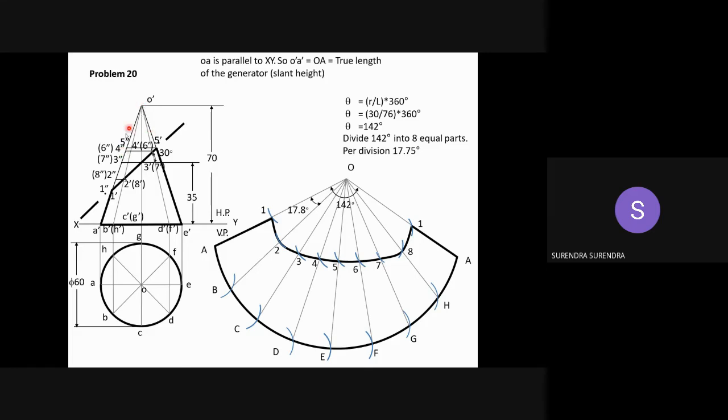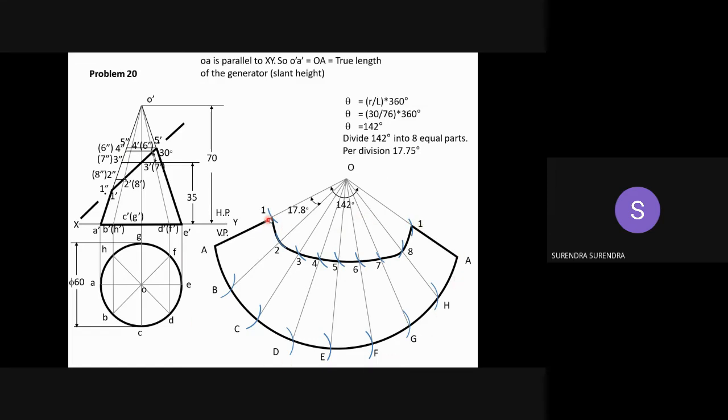So now measure the distance along the true slant length. O1 distance: with O as center, draw an arc. Next, O2, it is on BO. So on BO, with O as center, mark point 2. 3 is on CO. With O as center, measure the distance on the true slant length and mark 3. Similarly, 4 is on DO. So measure the distance O dash to 4 double dash. Similarly, mark all the points and join them with the straight line.